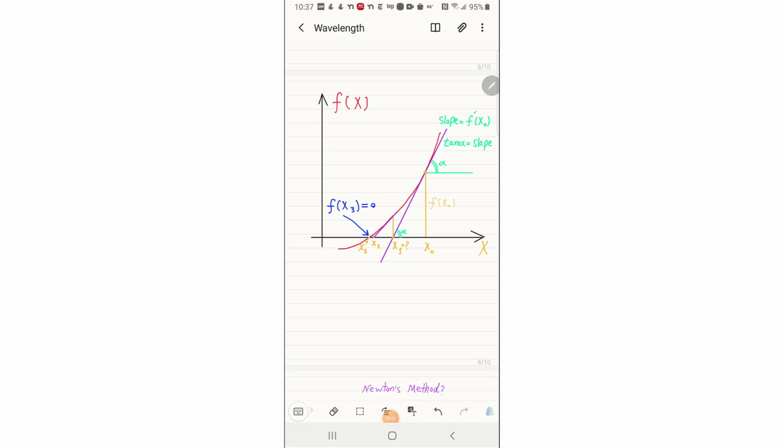Okay, this is the same curve that we talked about, and here I already drew some lines to show you how the x approaches the root. The root here is x3, and we start with x0. As you see, the first tangent on the curve intersects the x-axis at point x1. So if we now consider this triangle, let me just highlight that triangle for you.